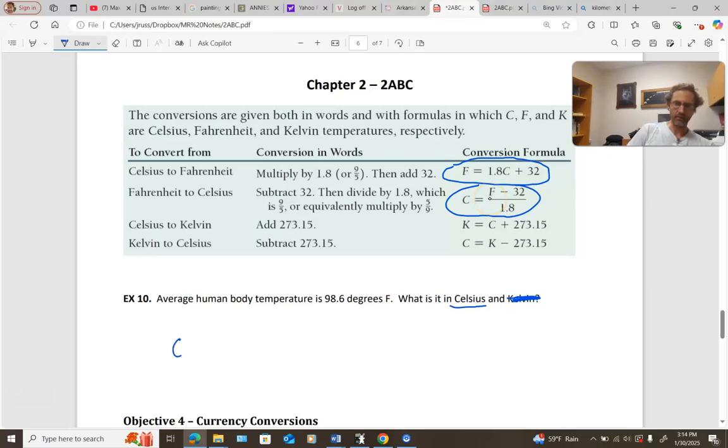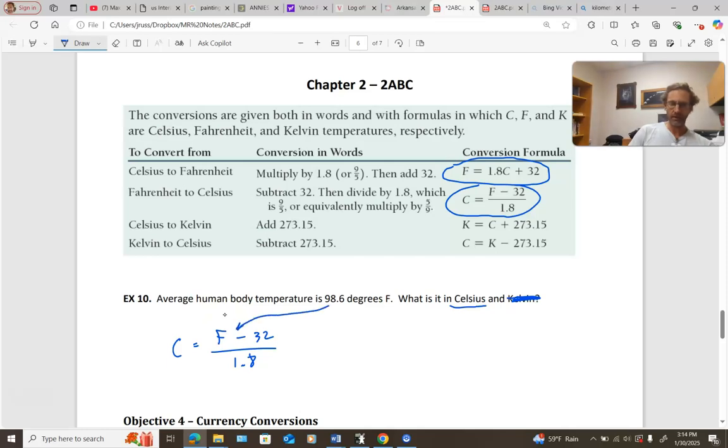Okay, so I'm going to rewrite it real quick. Celsius is equal to temperature in Fahrenheit minus 32 divided by 1.8. And the 32 does correspond to the temperature at which water freezes in the Fahrenheit scale. And then the 1.8 just means that each degree in the Celsius scale is equal to 1.8 degrees in the Fahrenheit scale.